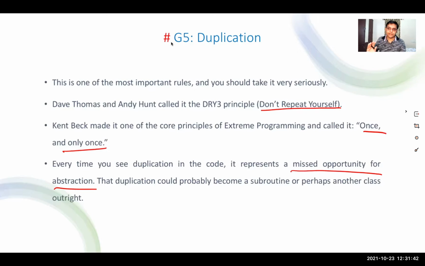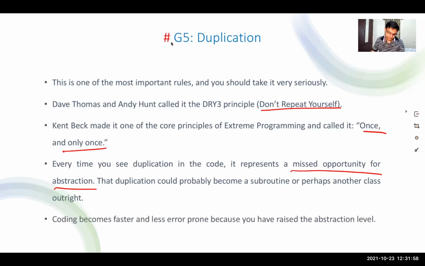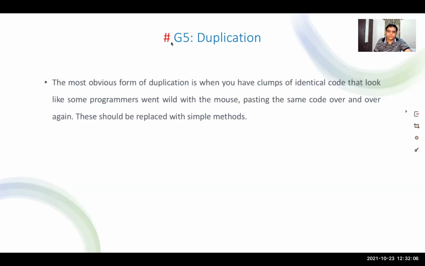This is a very important thing. I have seen this, and that's why I am taking so much time on it. A lot of people are just duplicating code instead of trying to reuse it. So duplication is a very bad thing. Coding becomes faster and less error prone, because I am doing it at one place. Otherwise you look at the code, copy, paste, and a lot of places you are repeating yourself.